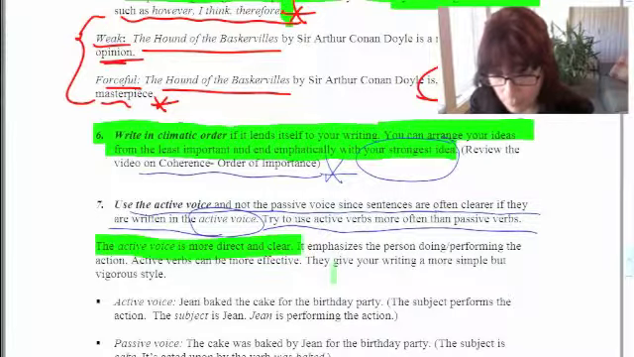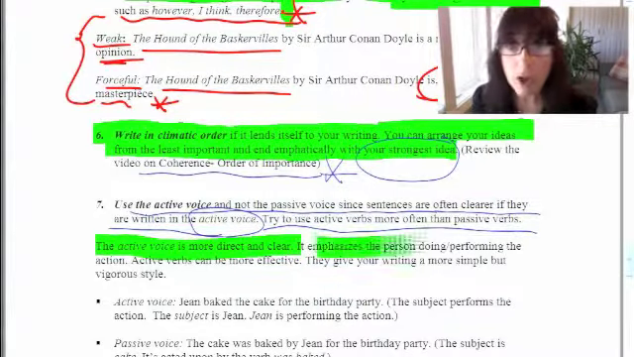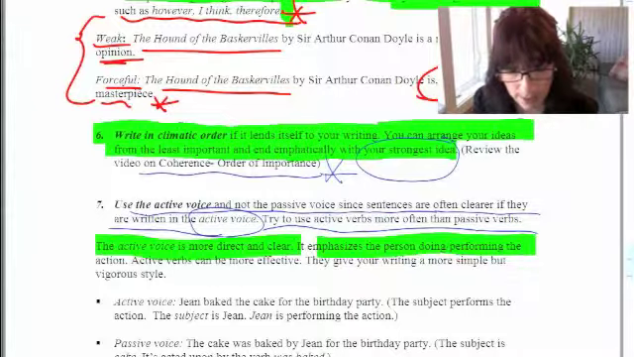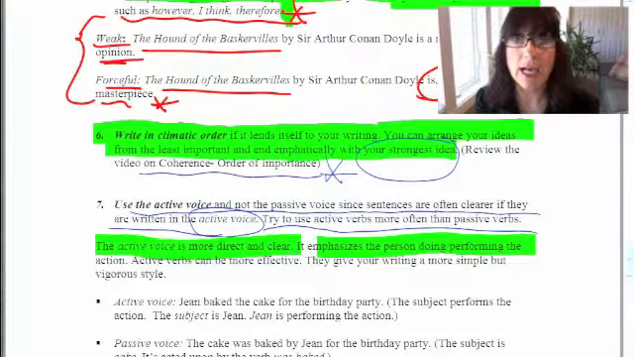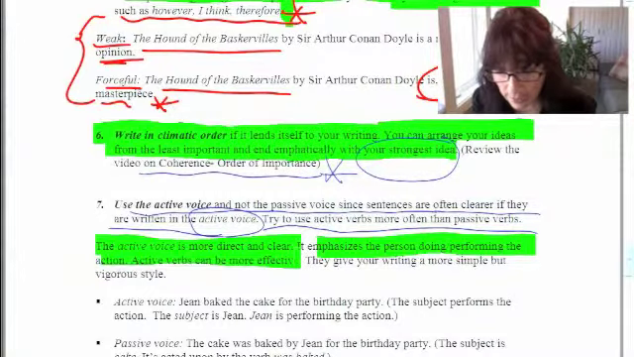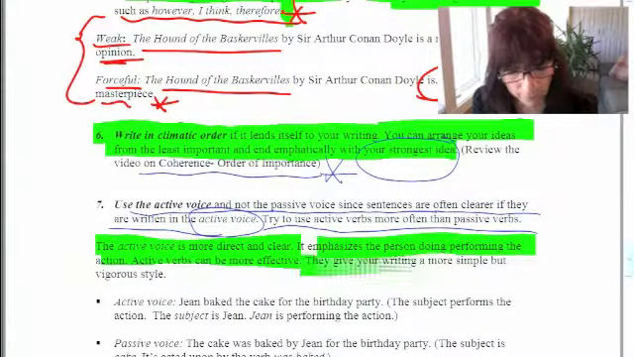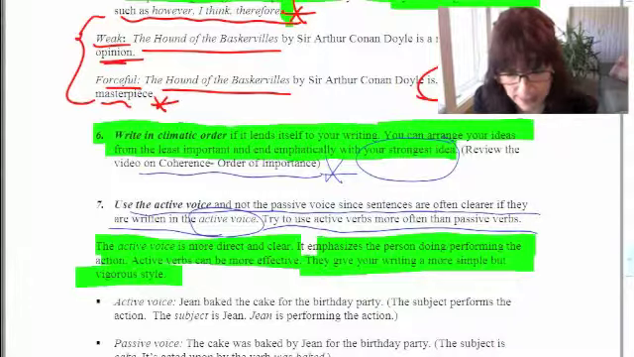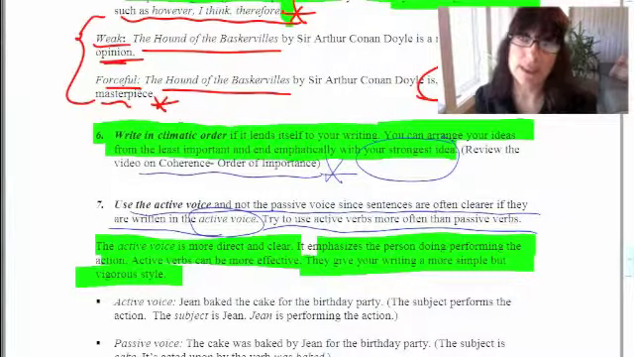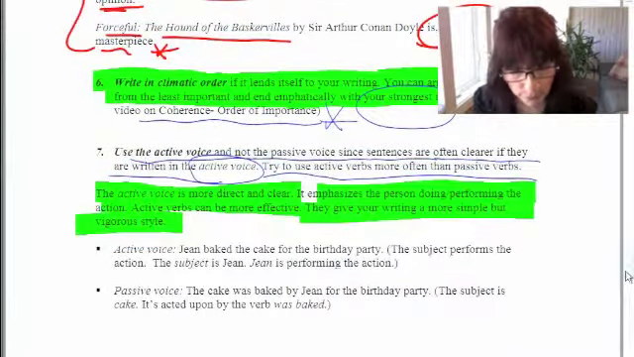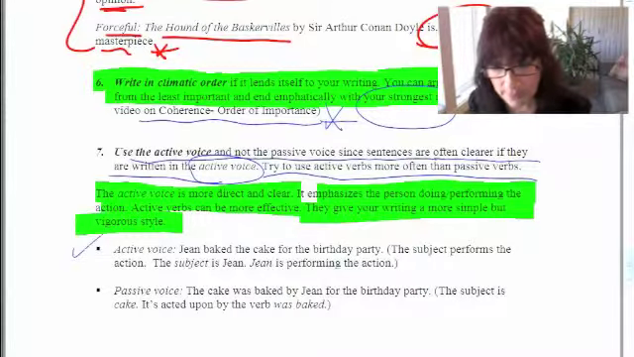The active voice is more direct and clear. It's called the active voice because it emphasizes the person who's doing the action. So when the person doing the action is emphasized, it's called the active voice. And active verbs are often very effective, and they're simple, but they have more of a vigorous style. They add more emphasis to your writing. So let's look at these examples.